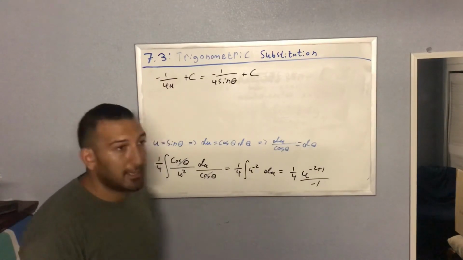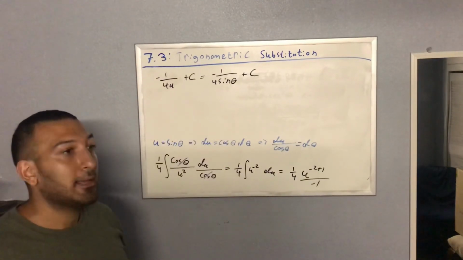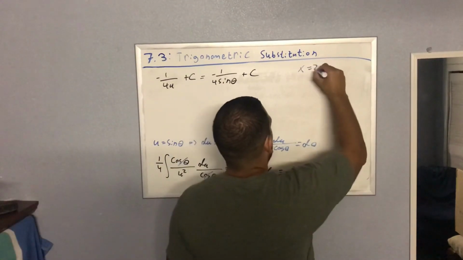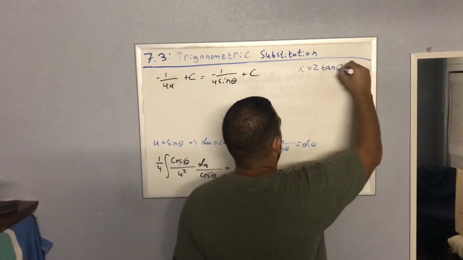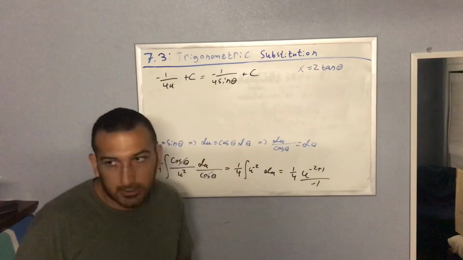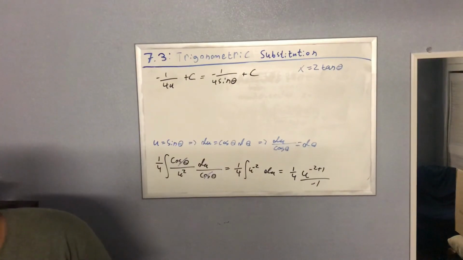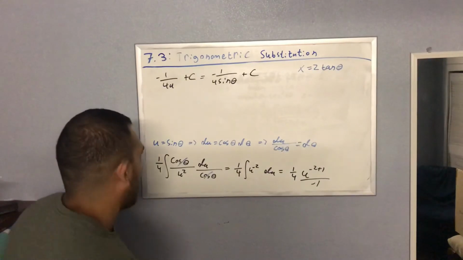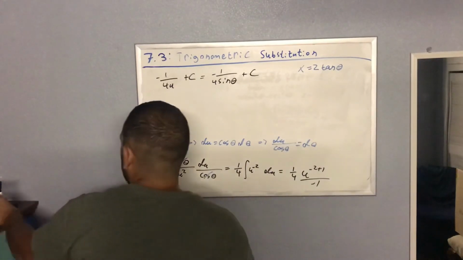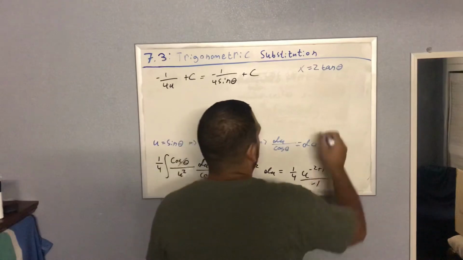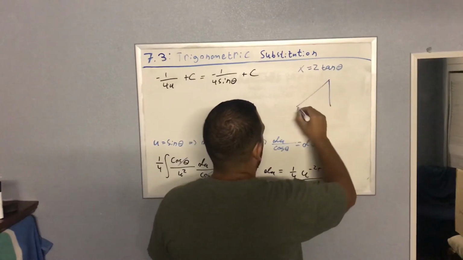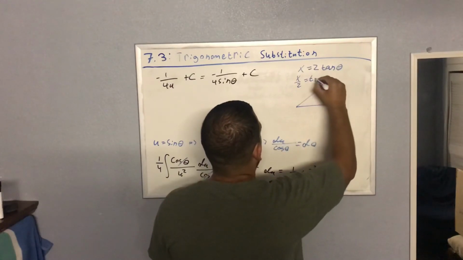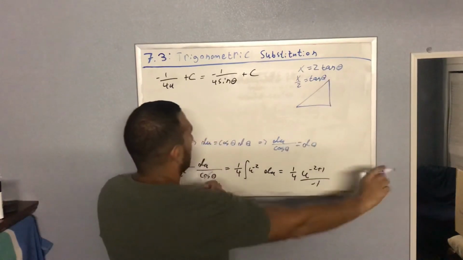But we're not done yet, because this is in terms of theta, and we started out with x's. Because remember, x was 2 tangent theta. That's what the original substitution for x was. Is that correct? Yes. Okay, so then how did we figure out what x is? Remember, we drew a right triangle. Out of this piece of information, we know that if we divide both sides by 2, x over 2 is equal to the tangent of theta.